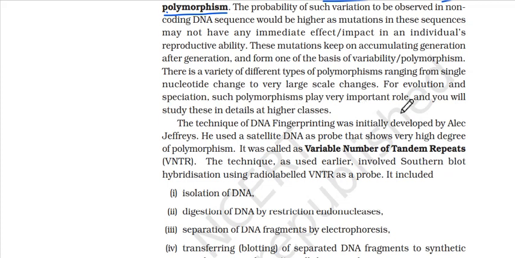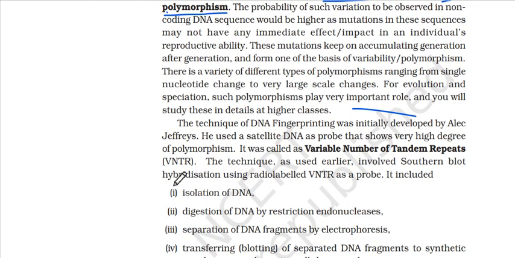For evolution and speciation, such polymorphisms play a very important role and you'll study these in detail at higher classes. तो जब ये वेरिएशंस कलेक्ट हो गए, accumulate हो गए, eventually हम evolve हो गए और polymorphism came into being. Why? Because there were variations generation after generation.